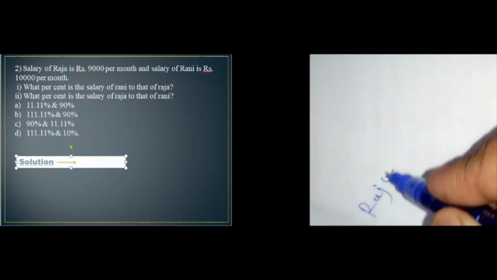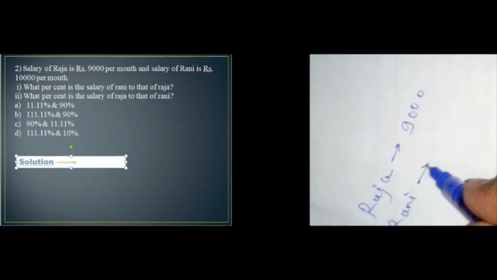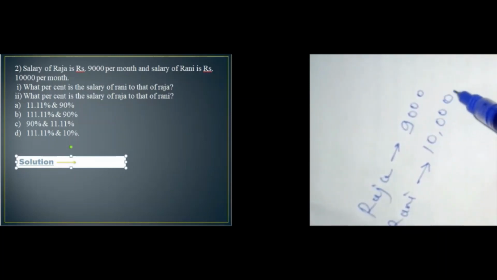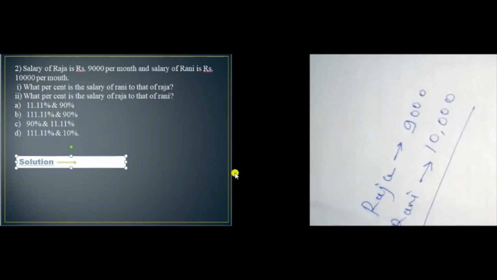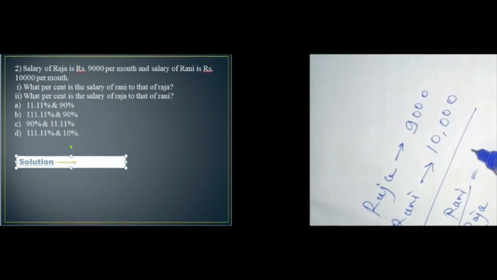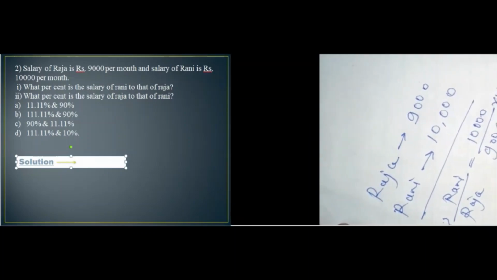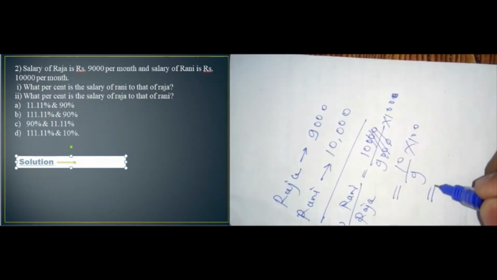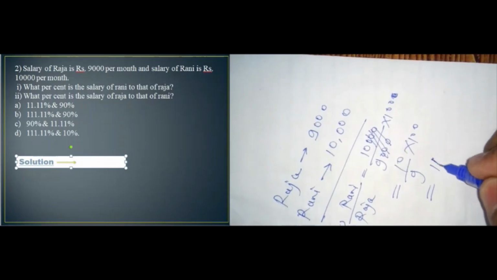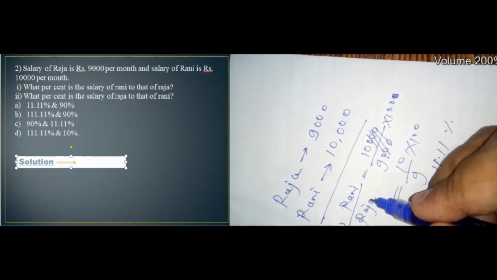Salary of Raja is given as 9,000 per month and salary of Rani is given as 10,000 rupees per month. The first question asks for the percentage of the salary of Rani to that of Raja. It can be simply calculated as 10,000 divided by 9,000 multiplied by 100, as it is to be converted into percentage. So it is going to be 111.11 percent.